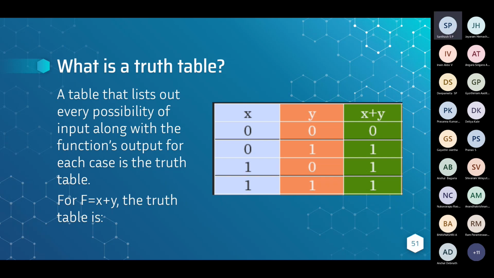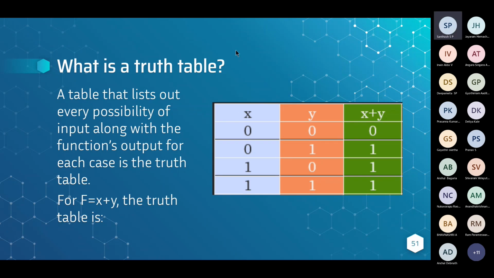So let's consider the function f equals x plus y. As x and y are binary variables, x can either take 0 or 1 and y can either take 0 or 1. So we have 2 times 2, total four possibilities. So we have 4 entries in the truth table.